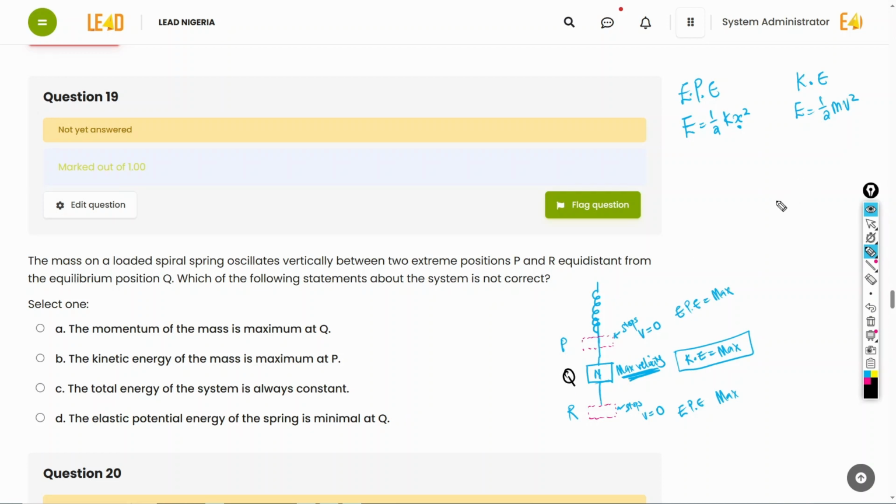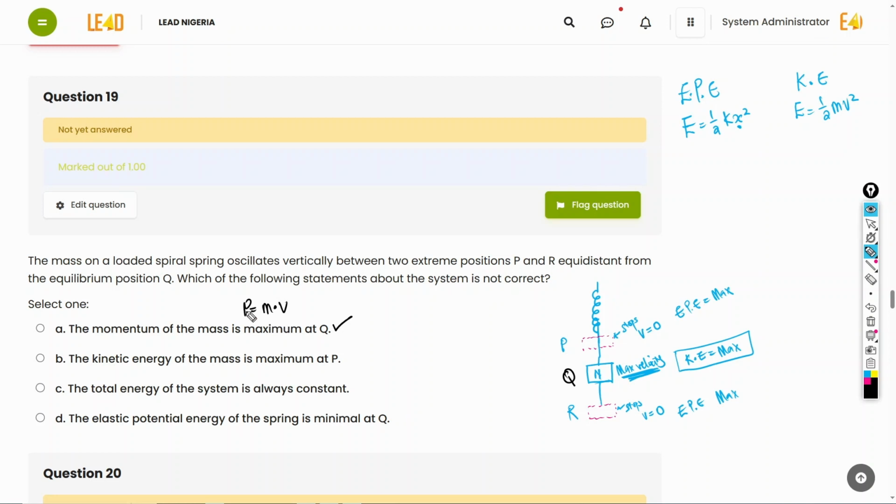All right, so let's now read the question. The momentum of the mass is maximum at Q. That is correct, or that is true. All right, why is that true? Because at that point, momentum is equal to mass times velocity. So it's linked to velocity. So if velocity is maximum, momentum would also be maximum.